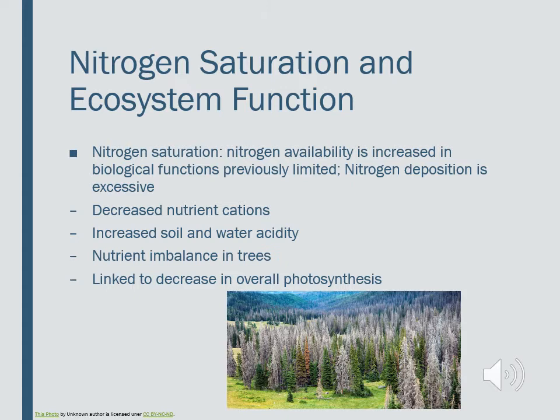This increased nitrogen concentration in lakes, streams, and other bodies of water. There is also a nutrient imbalance in trees due to this pH imbalance, and this is linked to decrease in overall photosynthesis and increase in mortality in coniferous evergreen forests. Nitrogen saturation is detrimental to these environments.